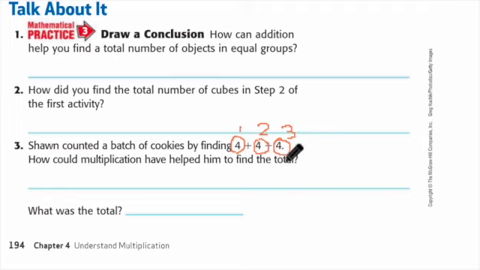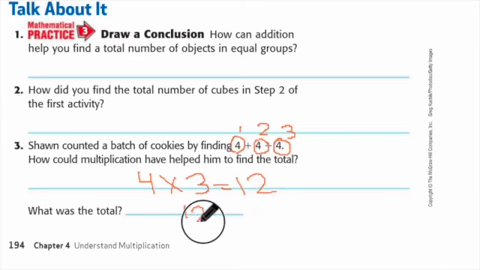This would be 4 plus 4 plus 4 equals 12. Or you can skip count by 4s: 4, 8, 12. And then finally, once you master your multiplication, you will know that 4 times 3 equals 12. So your total is 12. Do you see how as we increase the number of groups, it also increases the total product?